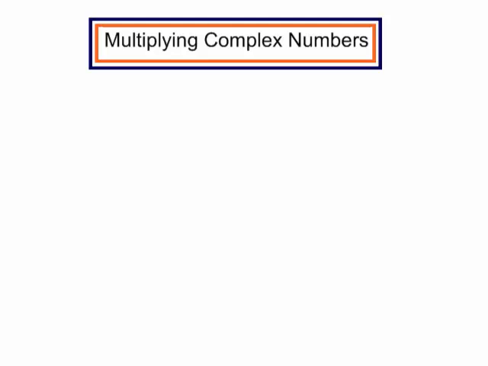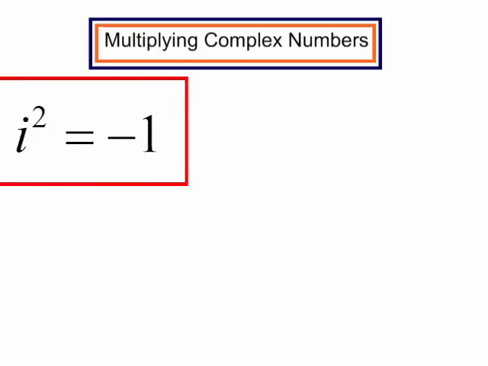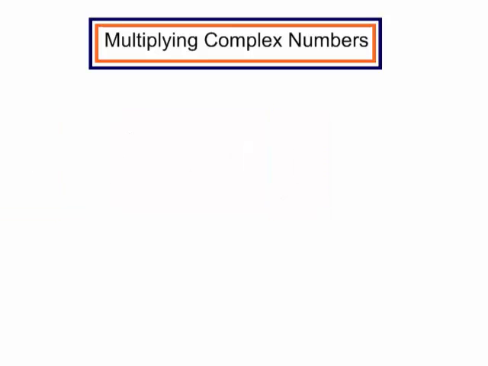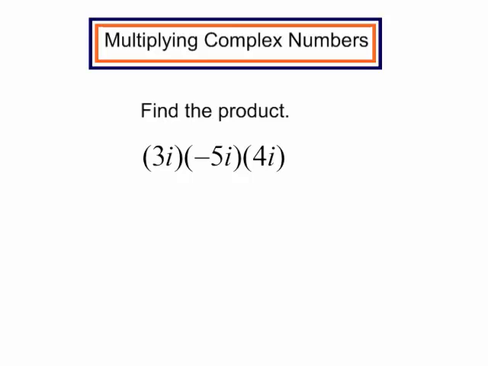We are now going to practice multiplying complex numbers. We do need to remember i squared is equal to -1. Let's get to work. Find the product. I have 3i times -5i times 4i.